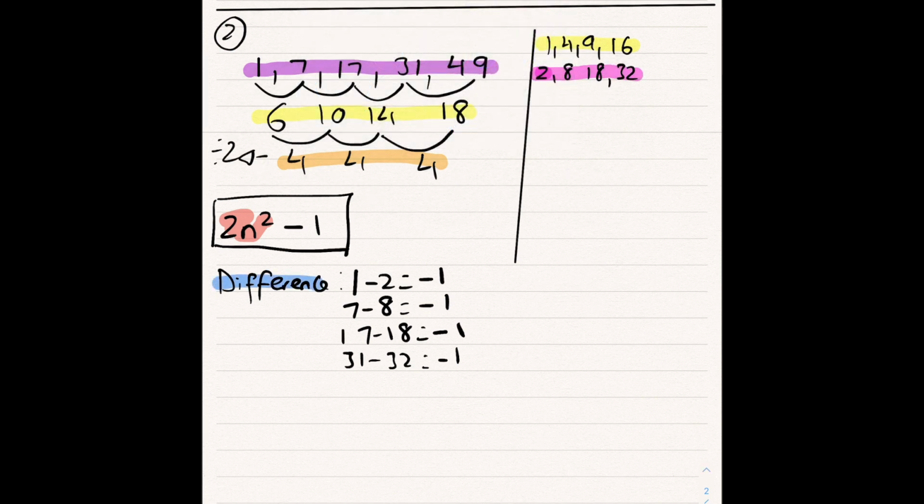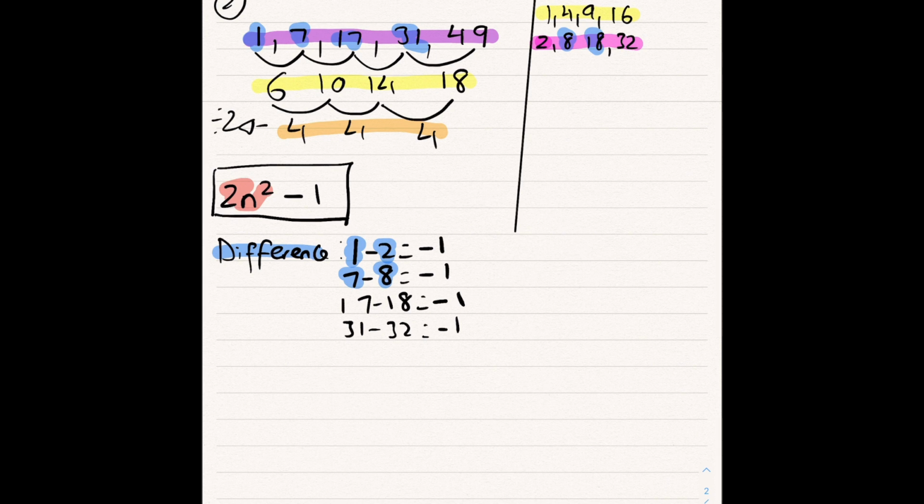Now last, let's find the difference. 1 minus 2 gives us minus 1. 7 minus 8 gives us minus 1. 17 take away 18 gives us minus 1. 31 minus 32 gives us minus 1. So hence the final nth term is 2n squared minus 1.